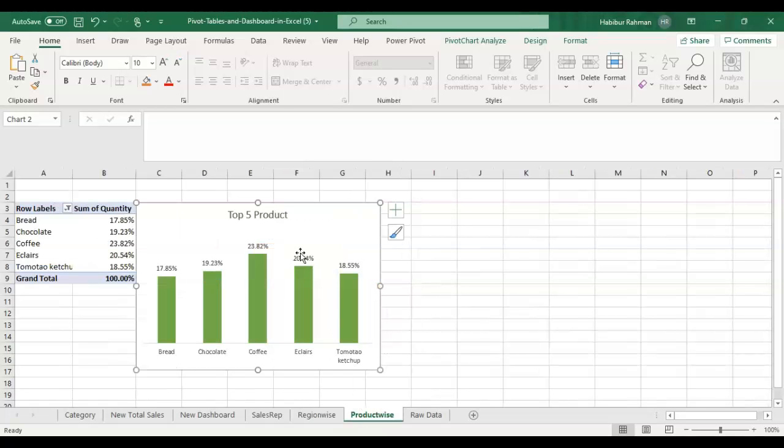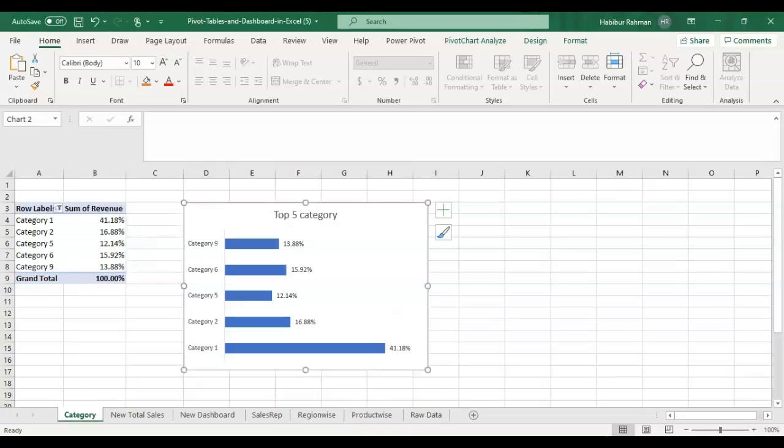Product. Then I made the top 5 products in the USA. Coffee is the highest product in the USA. It is 23.82% of its product. The lowest of the top 5 products is bed. It is 7.85%.